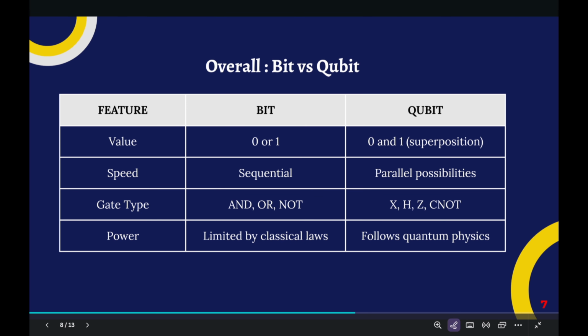Here we will see an overall view, or a comparison table, of bits and qubits. A bit can have 0 or 1, whereas a qubit can have 0 and 1 or be in a superposition form. Next, a bit uses a sequential method, whereas in qubits you have a simultaneous method, where multiple parts are checked at the same time. Some of the gates in normal bits are AND, OR and NOT, whereas in qubits you have X, H, Z and C naught. We will see all those qubit gates in the next slide. Before that, the power used in a bit is limited by classical laws, whereas here it follows quantum physics.